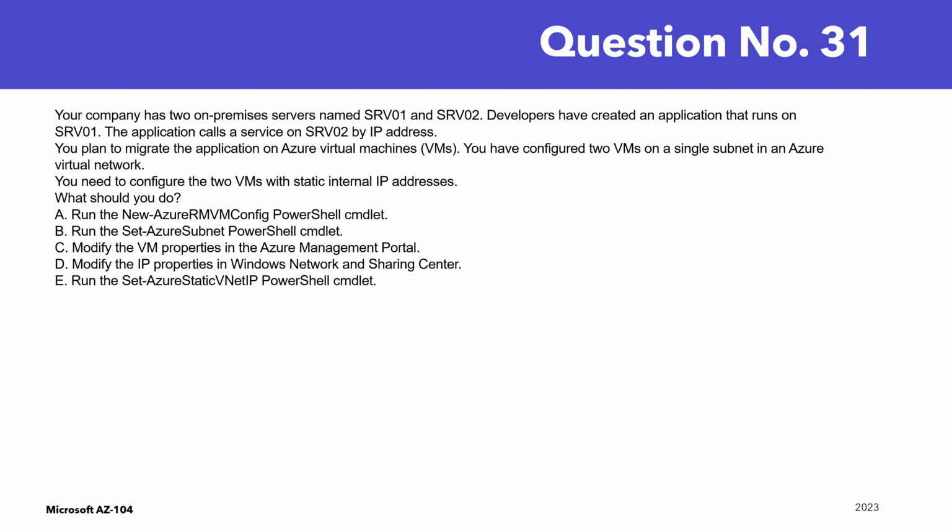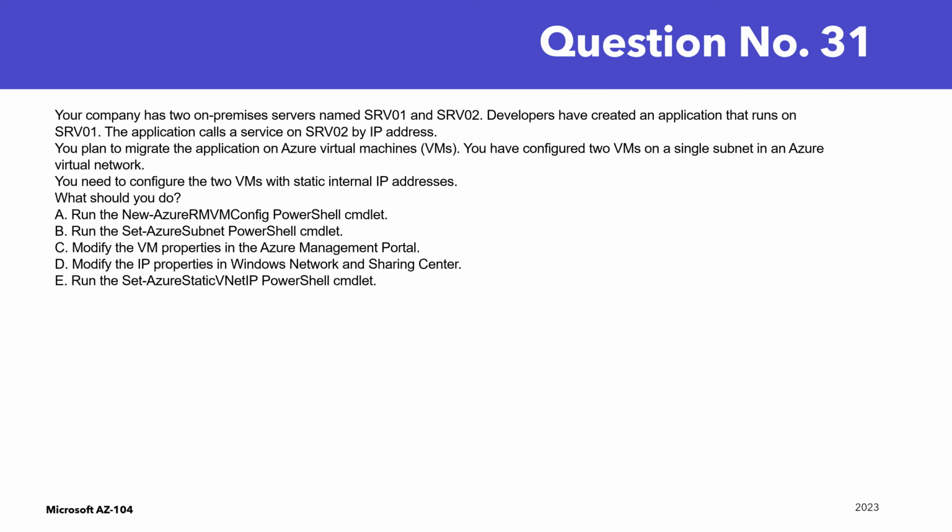Your company has two on-premises servers named SRV01 and SRV02. Developers have created an application that runs on SRV01. The application calls a service on SRV02 by IP address. You plan to migrate the application to Azure Virtual Machines, VMs. You have configured two VMs on a single subnet in an Azure Virtual Network. You need to configure the two VMs with static internal IP addresses. What should you do?